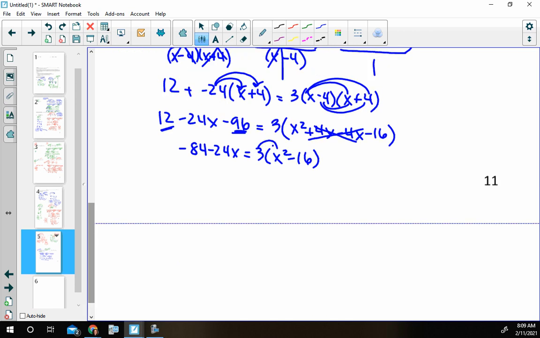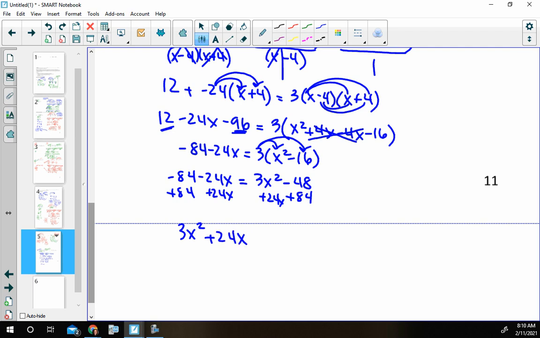Now I can send that little guy in. So 3x squared minus 48. I have that x squared, x, and a number, which means I'm probably going to end up factoring. So I'm going to bring it all to that x squared side. I'm going to bring the 84 to be with him, and I'm going to bring the 24x. When you do this, make sure you write it in standard form. I've got x squared. I added 24x. I need to figure out what negative 48 plus 84 is, and it's 36.